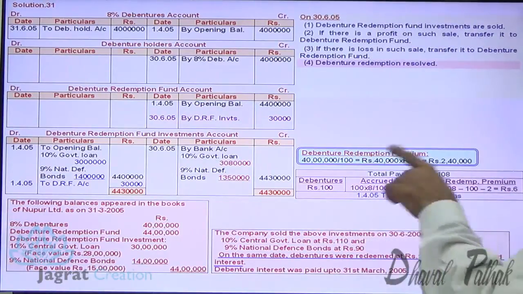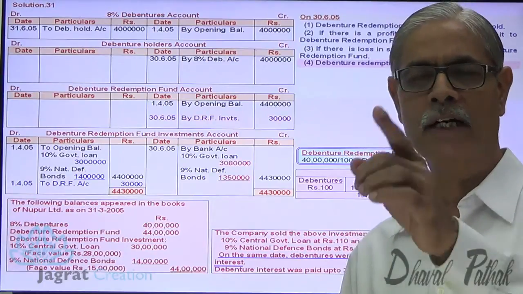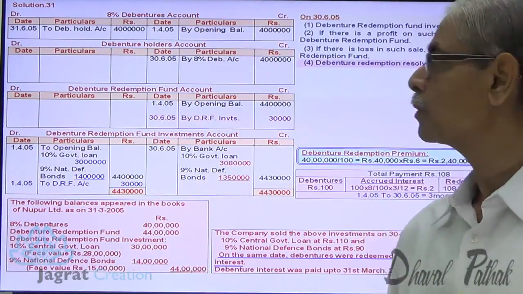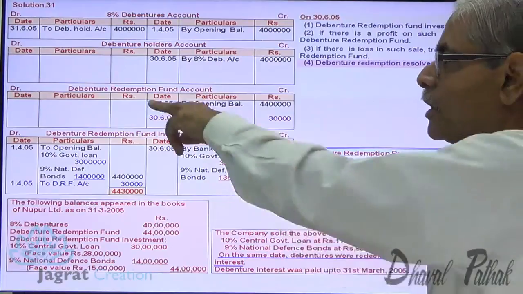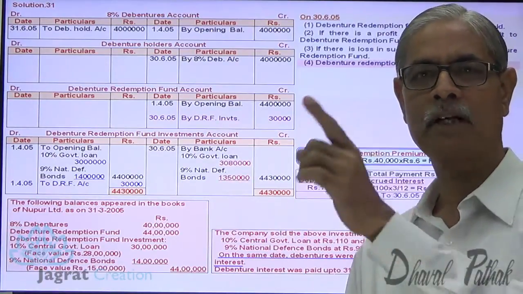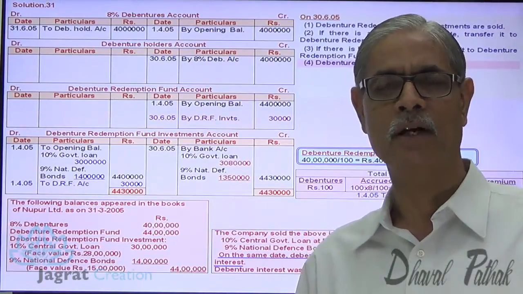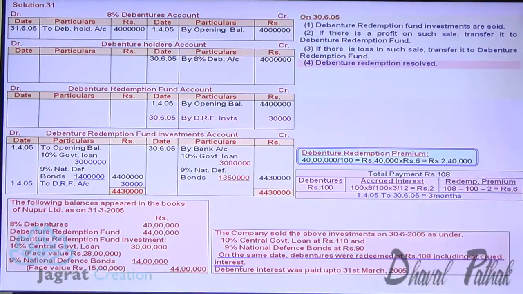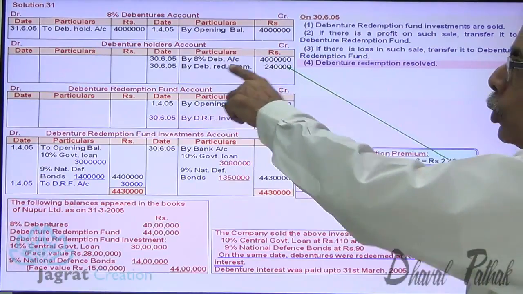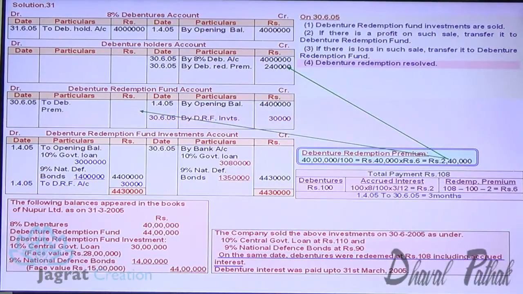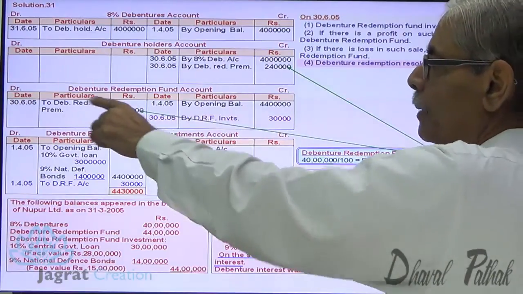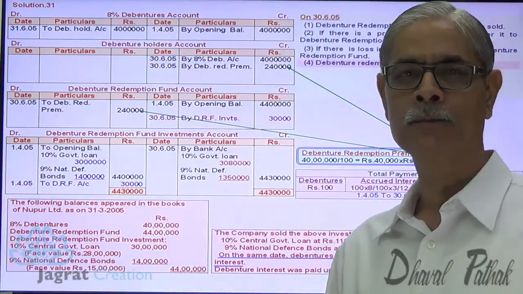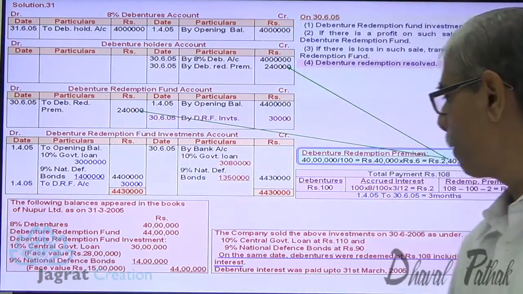Now what is the journal entry for this debenture redemption premium? Debenture redemption premium account debit to debenture holders account credit, debenture redemption fund account debit to debenture redemption premium account credit. This is how the journal entry gets recorded, and that we have discussed before also. Debenture redemption premium account debit to debenture holders account, debenture redemption fund account debit to debenture redemption premium account credit. This is how ledger posting is being done.